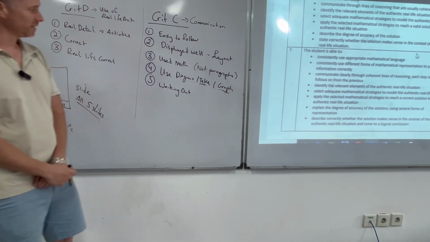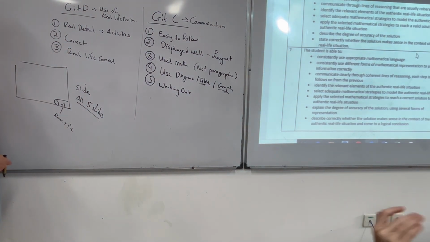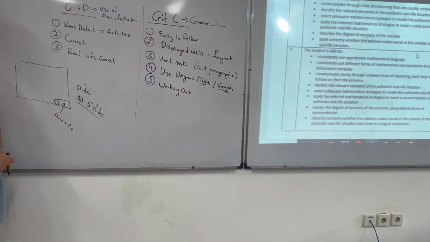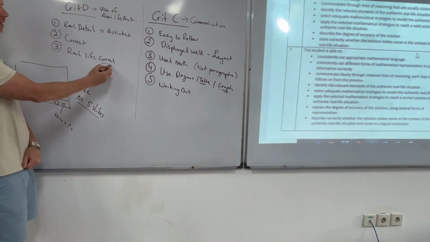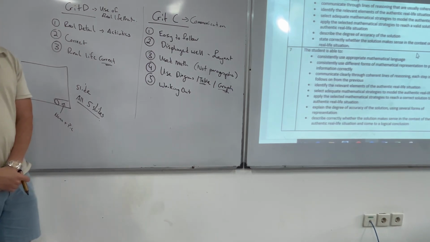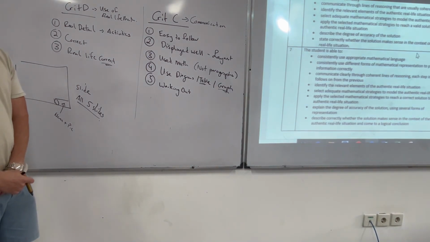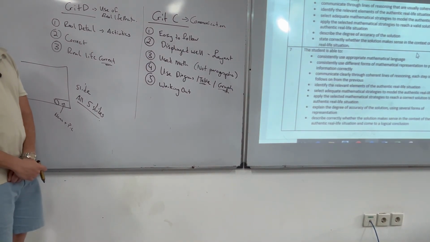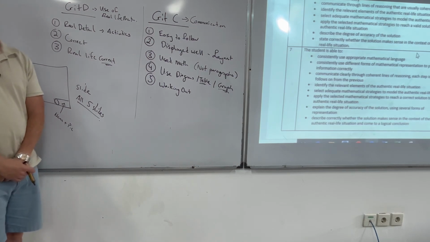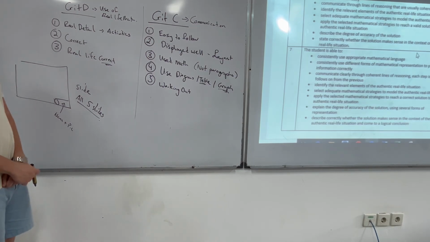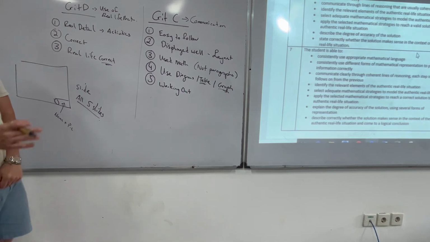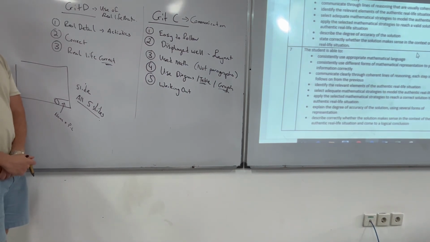In criteria D then, use of real-life maths. So your real-life activities, how much detail have you gone into the trip? Does it make sense? Is it correct? So, for instance, your dates, they don't overlap, or it's possible to do the trip that they're doing, and you've explained step by step what their trip should look like.